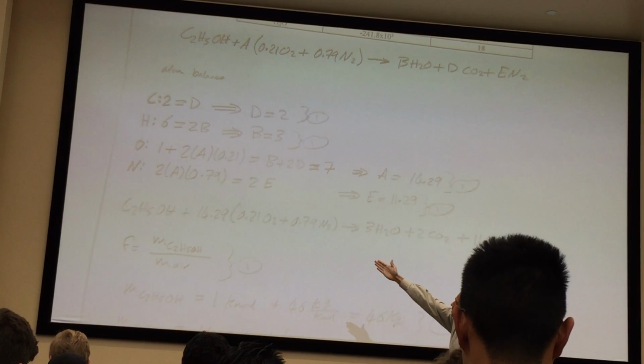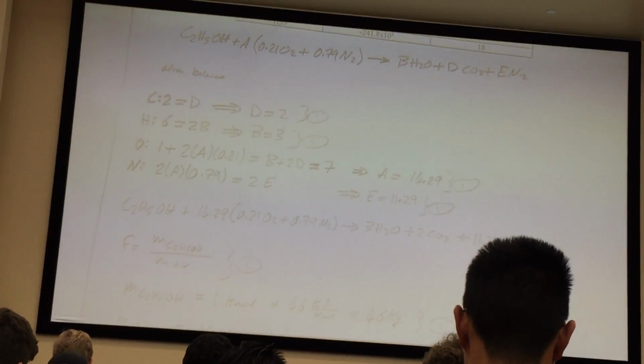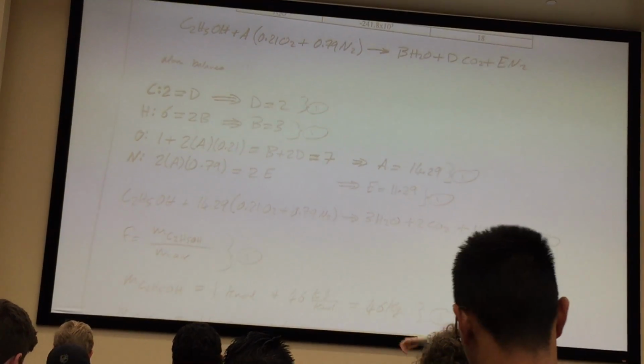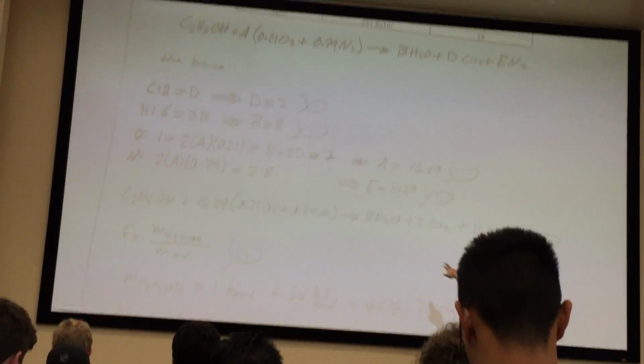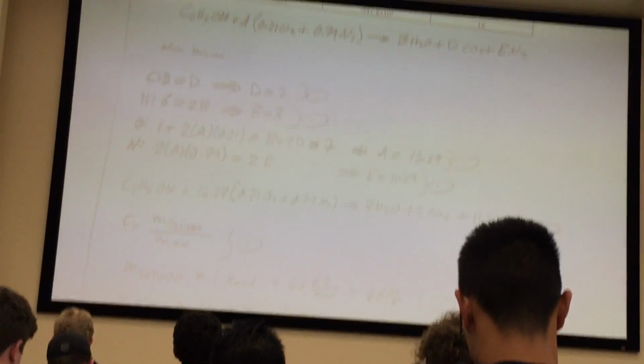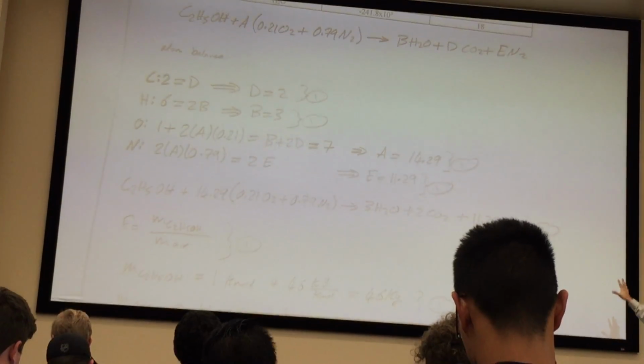It's straightforward. I got 2 moles of C, so I got 2 moles of C on the other end. I get my D, I get my B, I get my E. And that's it. This is my new balanced equation. That's all it is. It's straightforward. I think most got this.